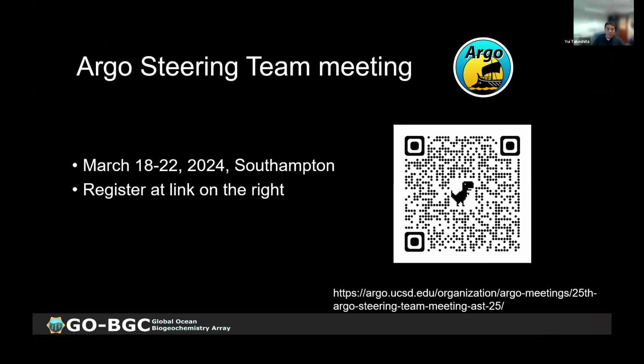I also wanted to mention that the Argo Steering Team meeting is coming up. It is March 18th to 22nd in Southampton, but there is a virtual component. It is open to everyone except for one closed session, I believe. To participate, you can register at the link using this QR code, or just search Argo Steering Team meeting 25, and Google will take you there.